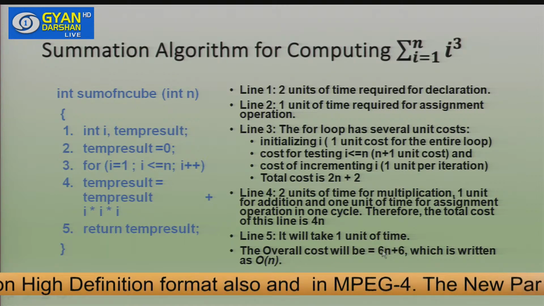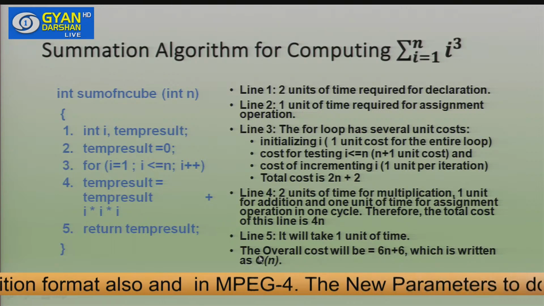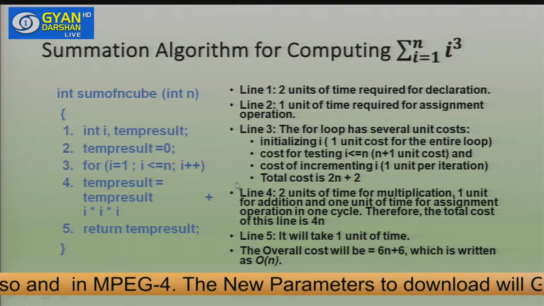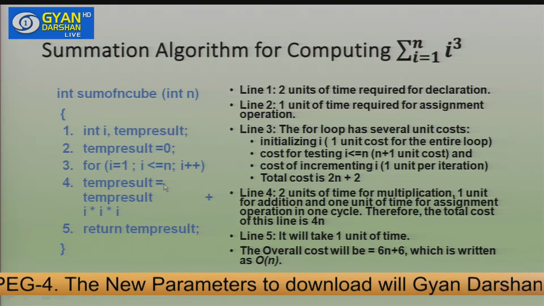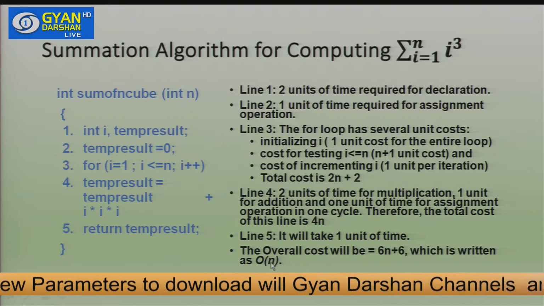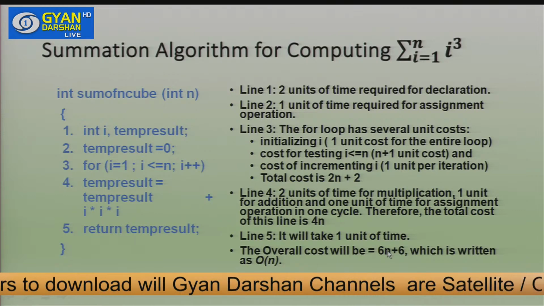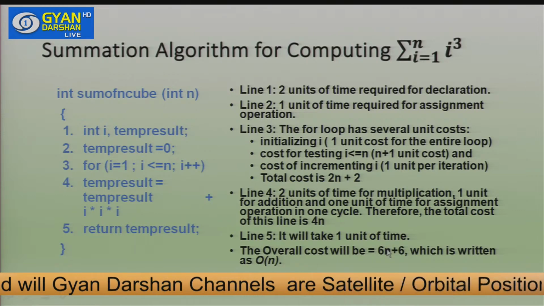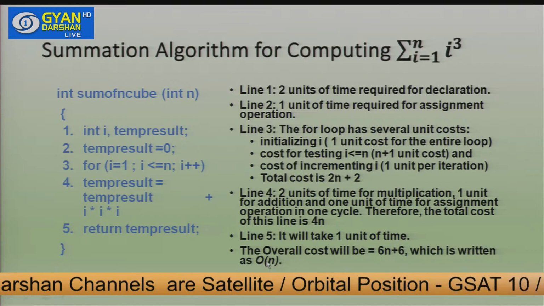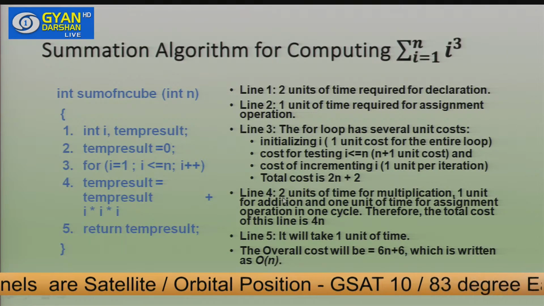Overall, the big O of this particular algorithm is just linear time, because g(n) happens to be n. So this is basically order n only. This is the way we can compute the complexity for a very simple algorithm like the summation of I cube.